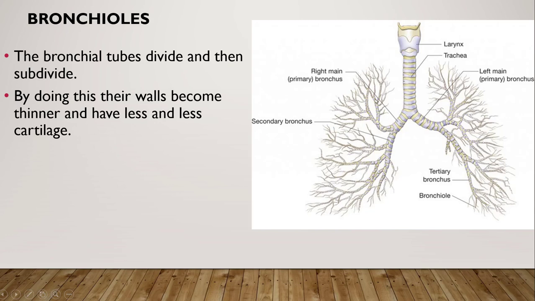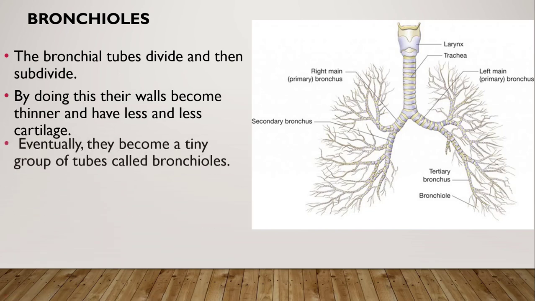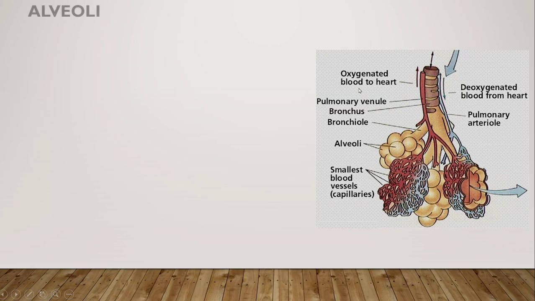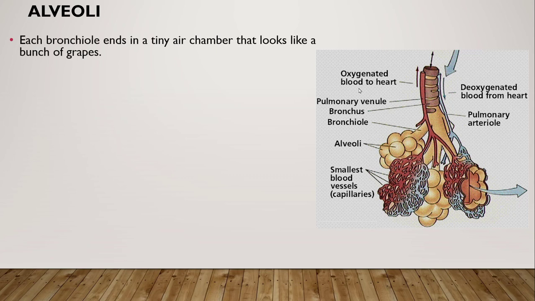This is the bronchial tube. It divides and then there is subdivision of this tube. By doing this, their walls become thinner and have less and less cartilage. The more they branch, the thinner they become and the less cartilage they have. Eventually they become a tiny group of tubes called bronchioles.